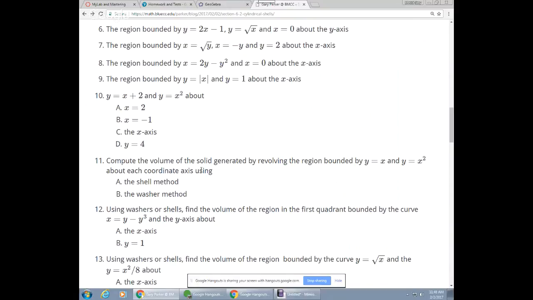We're going to continue to work with volumes on Tuesday. We're not going to move on to section 3, which is trying to find out the length of a curve. That's pretty cool, but we'll hold off for a day on that. So next class, we're going to play more with washers and shells. I'll do the related rates problem so everyone can see it.